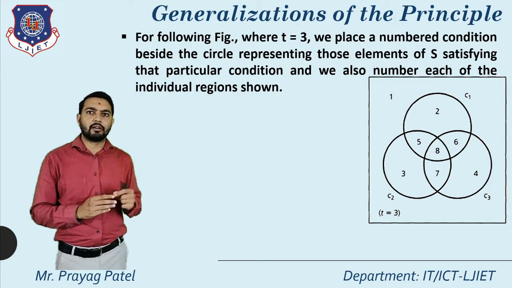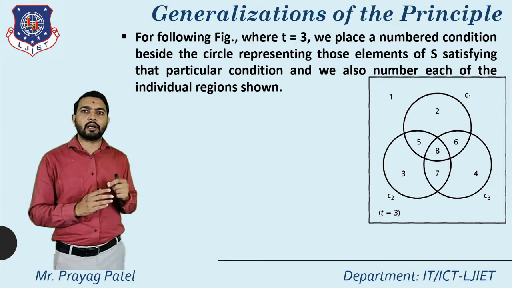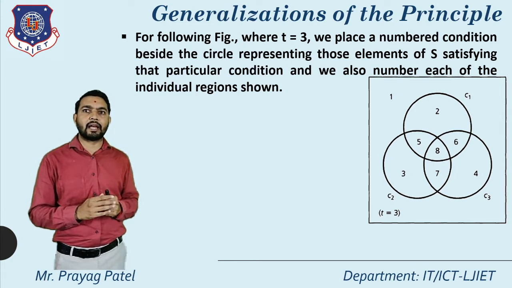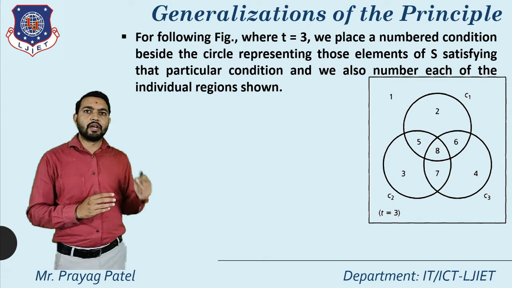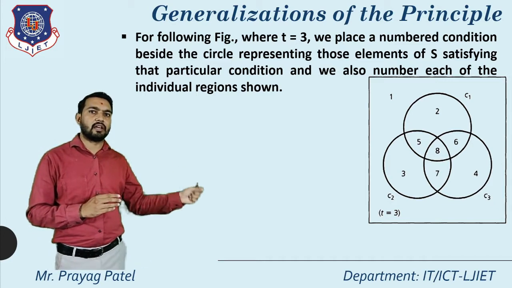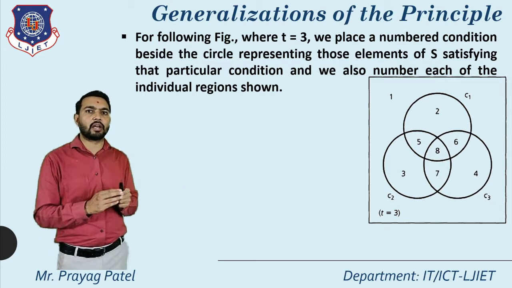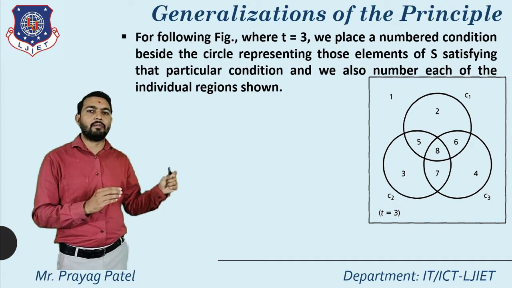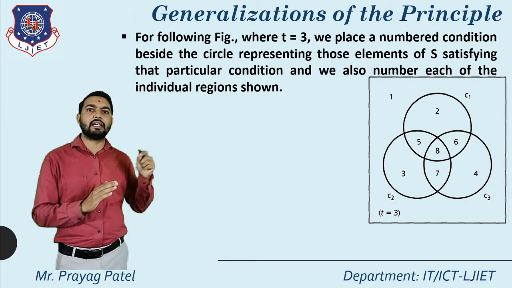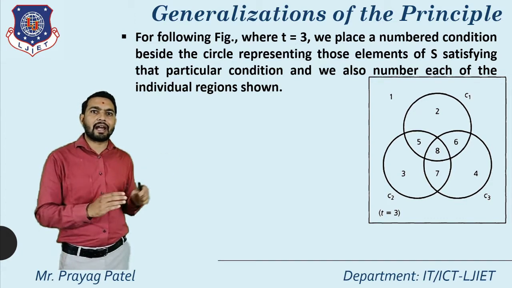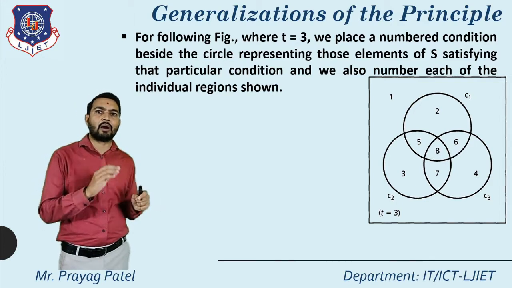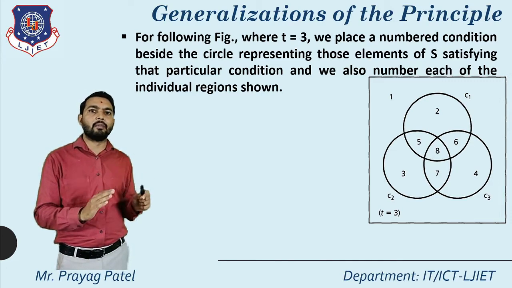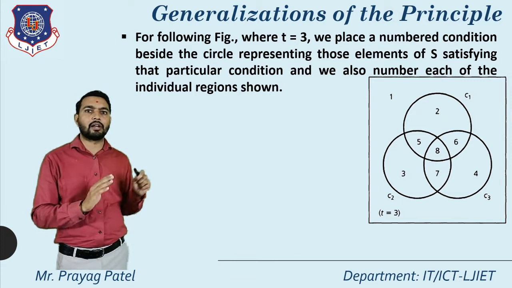For the following figure, where t equal to 3, we place numbered conditions based on circles representing those elements of S satisfying the particular conditions, and we also number each of the individual regions in this figure. So in a particular region, we write a number, and this number represents the region number, not anything else. For example, 1 written in the outer place, outside the C1, C2, C3 region, is called region 1.